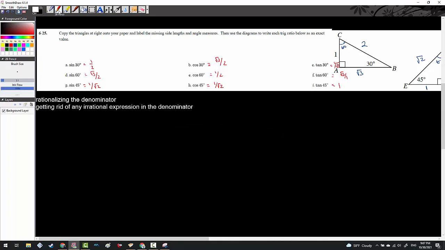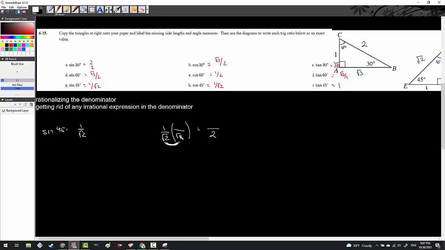Well, we're going to look at 1 over rad 2 for a second here. So if I say sine of 45 equals 1 over rad 2, and I want to get rid of the radical in the denominator, I'm going to multiply the bottom by rad 2. The reason I'm doing that is because rad 2 times rad 2 is rad 4, and rad 4 is just 2. So notice by doing that, I've gotten rid of the radical on the bottom, so my denominator is now rationalized, right?